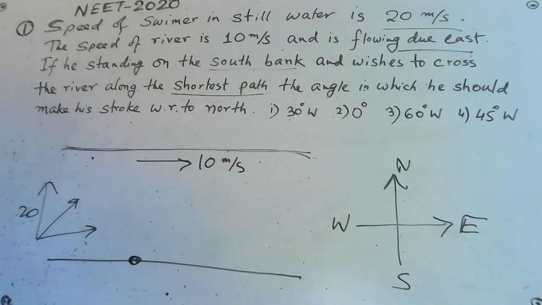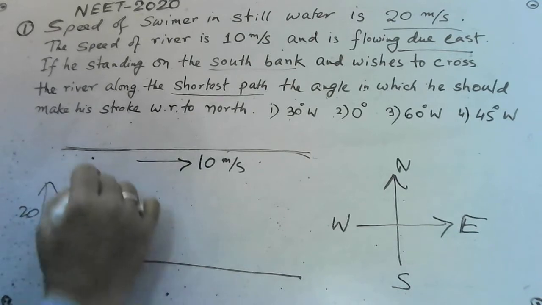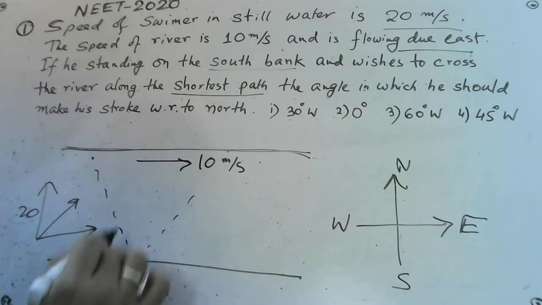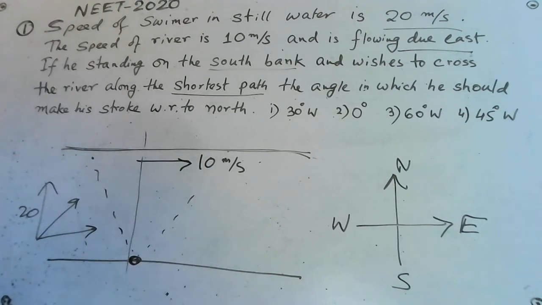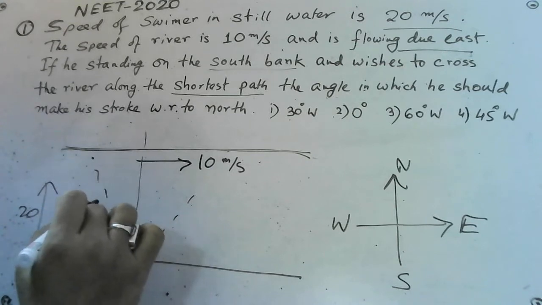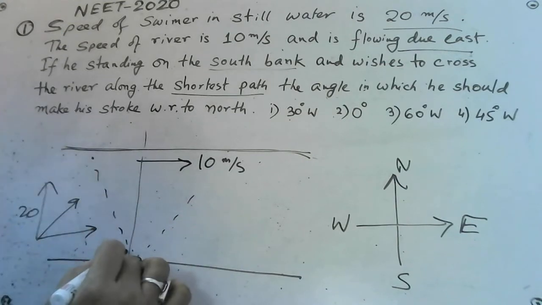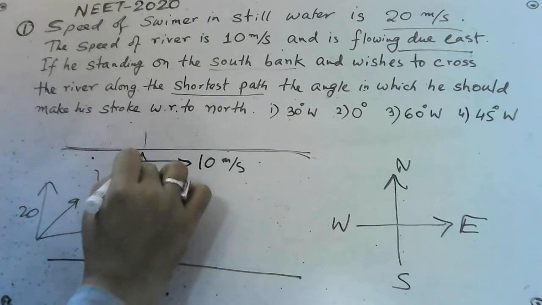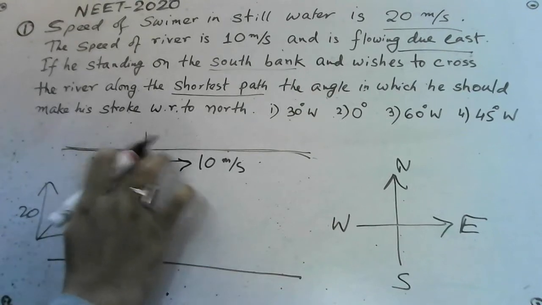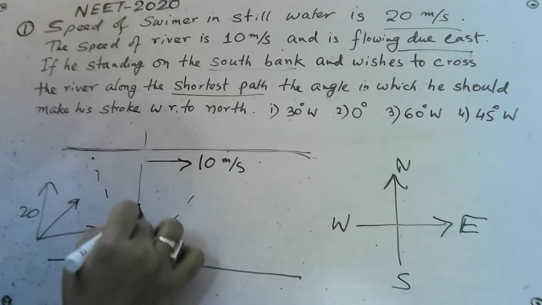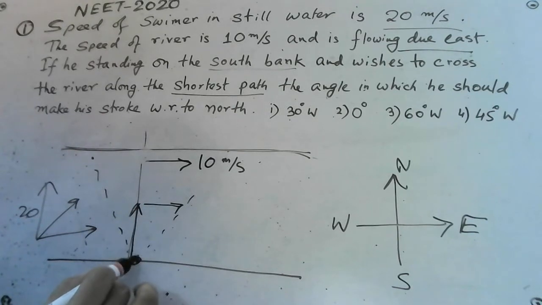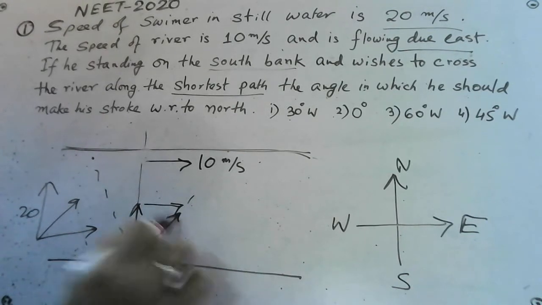So what would be the shortest path? The shortest path may not be in this direction, nor in this direction. The shortest path will be only in the perpendicular direction. So he should swim in such a way that he covers this distance. How can that be possible? If he swims in this direction, the river will push him in this direction, so ultimately he will be going from this to this.